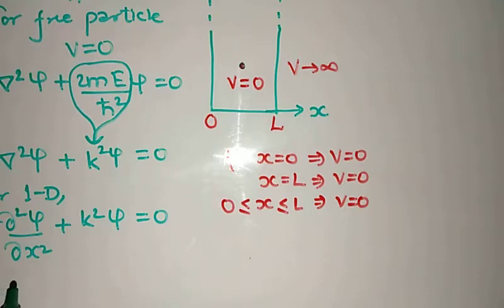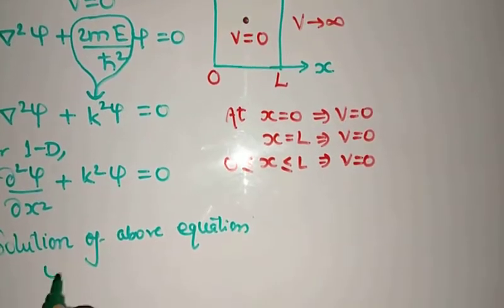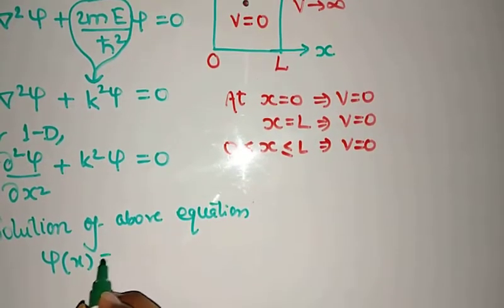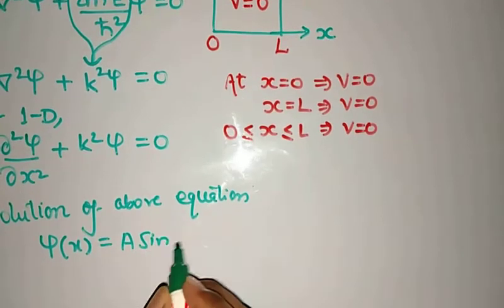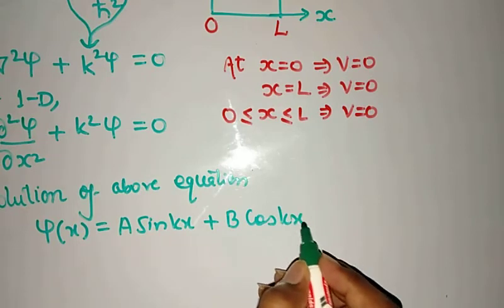Now we will solve using mathematics. So consider the solution of the above equation, let it be psi is equal to a sin kx plus b cos kx.